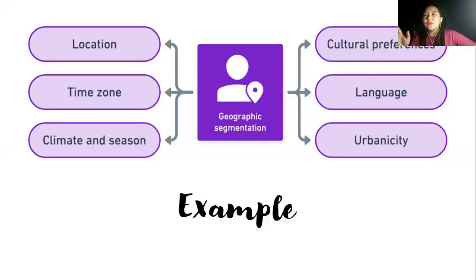But geographic segmentation, class, is not just the location. It can be your time zone. Sa Asian countries, may mga magkakaparehas na time zone, meaning parehas din sila ng time of the day. Usually, parehas din sila ng climate and season. Pwede mo rin silang i-segment based on cultural preferences, language, or ethnicity. Basically, different locations have different characteristics. So that is all about geographic segmentation.